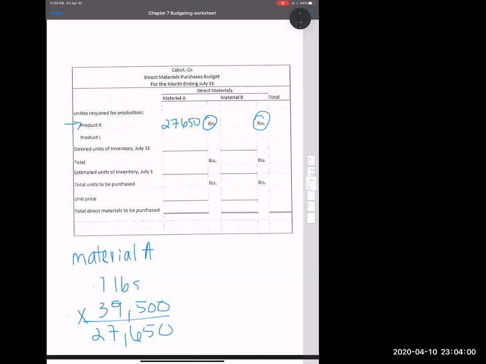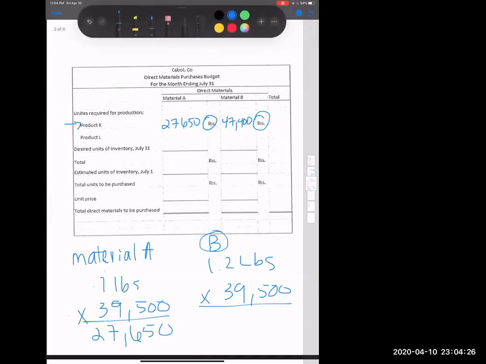Then we're going to do the same thing for B. For material B, we needed 1.2 pounds, if I'm not mistaken. Yes, 1.2 pounds, and we're going to make a total of 39,500 units, right? Once we do this calculation, we come up with 47,400. Now we're going to do the same thing for L. So if I can quickly erase this.